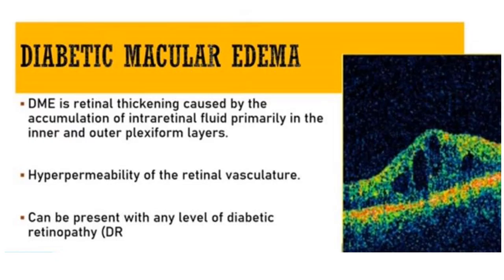Next, coming to diabetic macular edema. What is it? It is defined as retinal thickening caused by accumulation of intraretinal fluid, primarily in the inner and outer plexiform layers. The word intraretinal is important because there are conditions with other underlying pathologies which cause subretinal fluid accumulation, so you have to know that the fluid here is intraretinal. It results from hyperpermeability of the retinal vasculature and can be present with any level of diabetic retinopathy. So even a mild NPDR can be associated with some amount of diabetic macular edema, albeit of the mild or moderate variety.